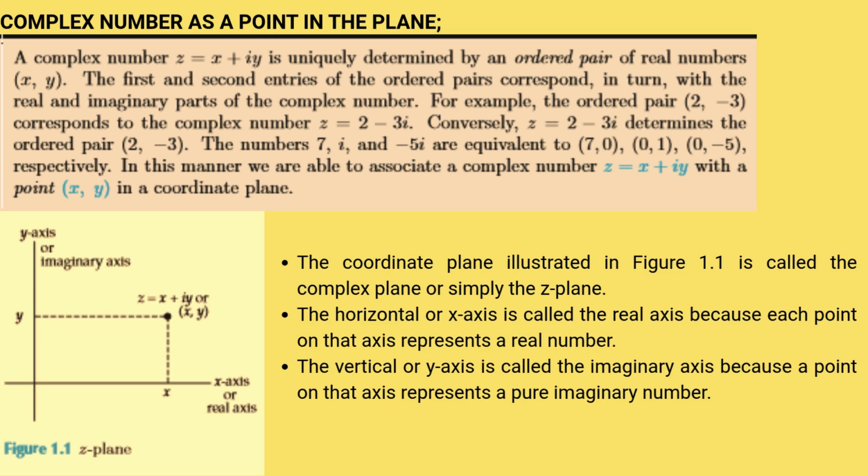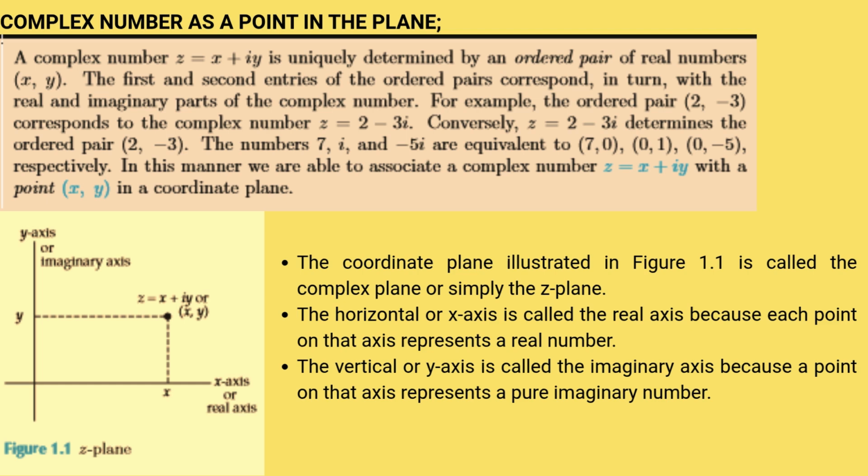So the numbers 7 and minus 5 iota, how are these numbers represented? 7 is a real number with imaginary part 0. So 7 will be represented as (7, 0). So this will be placed over the real axis, this horizontal axis. And iota is an imaginary number whose real part is 0, so it is represented by the ordered pair (0, 1). Similarly, minus 5 iota is represented by the ordered pair (0, -5), and these two numbers are present on this imaginary axis respectively.